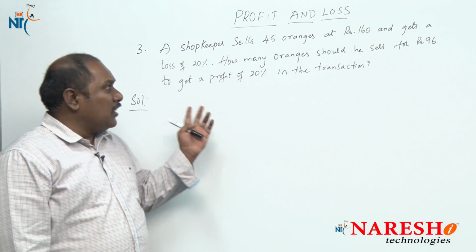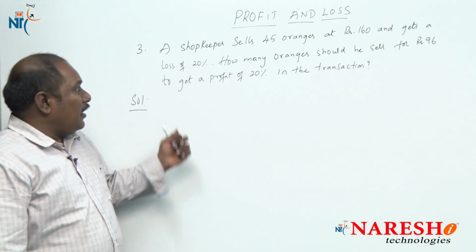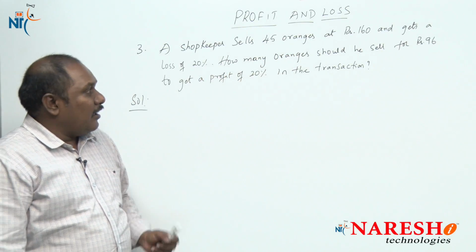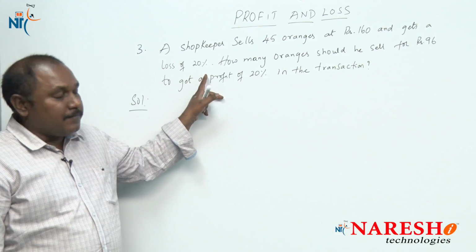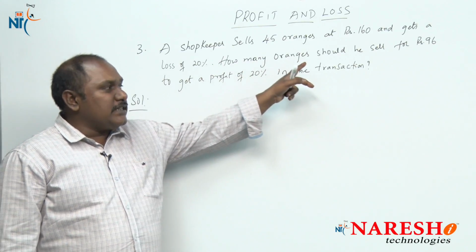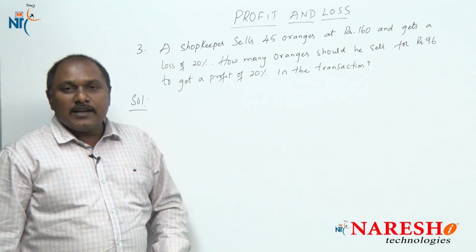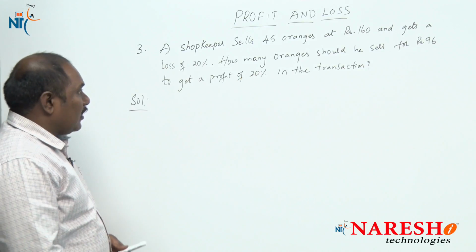Now let us look into the third problem. A shopkeeper sells 45 oranges at rupees 160 and gets a loss of 20%. How many oranges should he sell for rupees 96 to get a profit of 20% in the transaction?